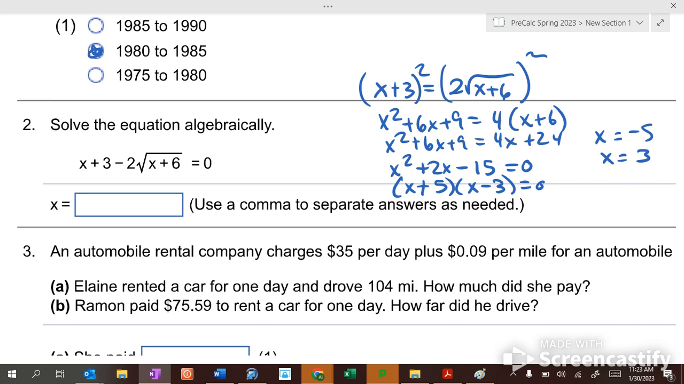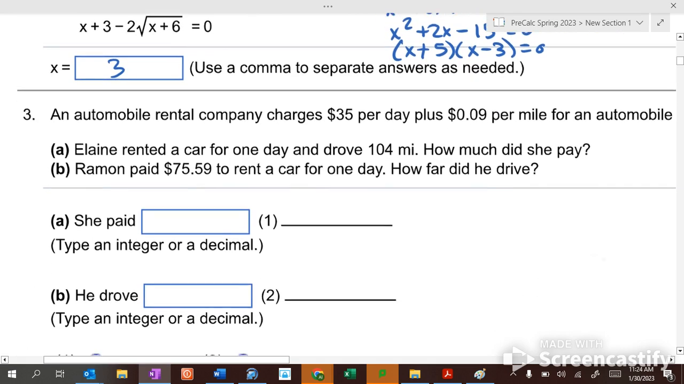So we stick in a negative 5, we get negative 5 plus 3 here, so we get negative 2, minus 2 is 0. And you go, no, that doesn't work. We stick 3 in, we get 3 plus 3, which is 6, minus 2 times 3, which is 6. 6 minus 6 is 0. Yes, x equals 3, and that's the only answer that works. Okay, so make sure you check your answers.